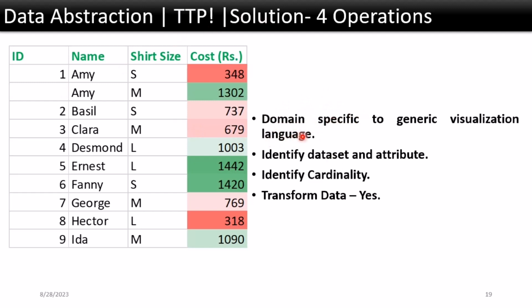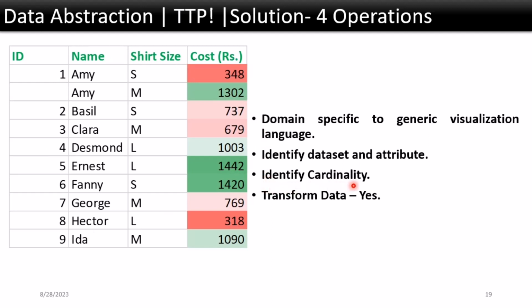Then, after doing this first operation, we are going to identify datasets and attributes. What are the datasets involved? Name, shirt size, cost. There was another attribute too, but it is not required to understand the subject, so it's being removed.